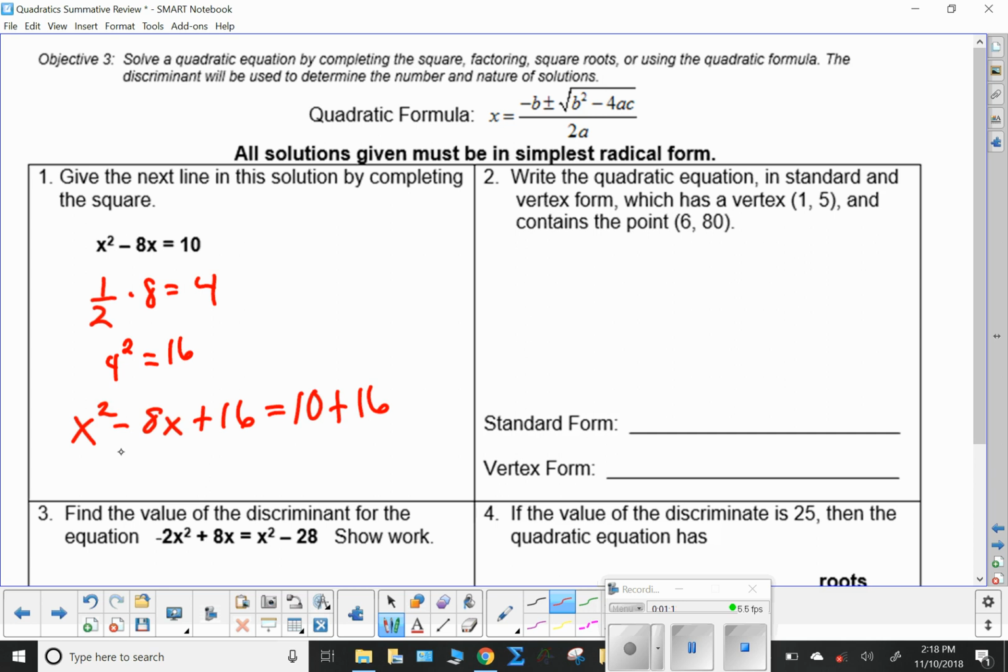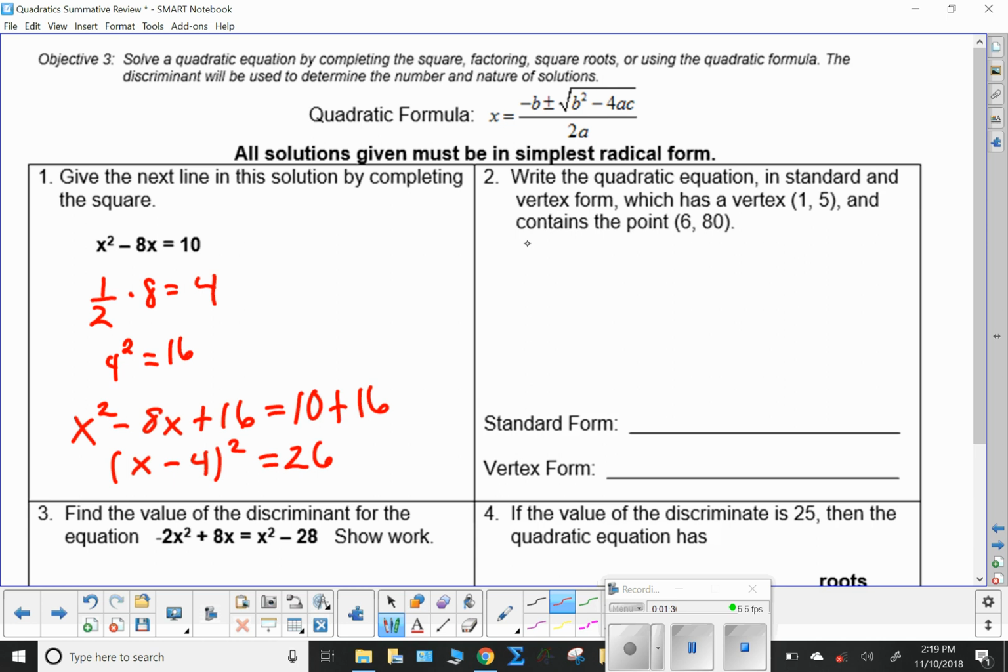The whole reason we did that, the second line, would be to do x minus 4 quantity squared is equal to 26, and then simply solve using square roots. The second problem here, write the quadratic equation in standard and vertex form, which has a vertex of 1, 5 and contains the point 6, 80.